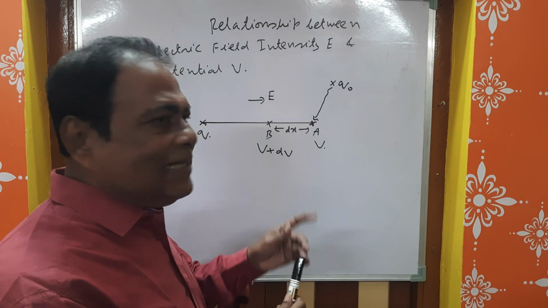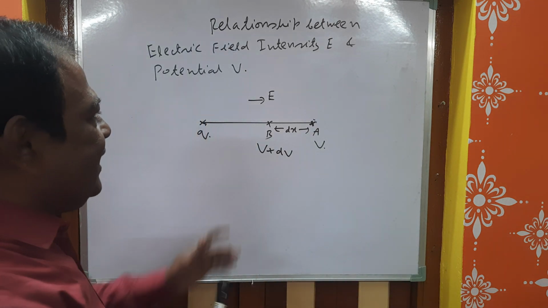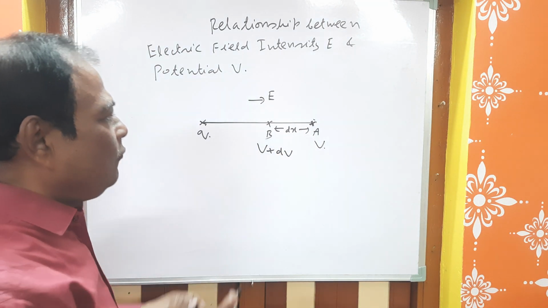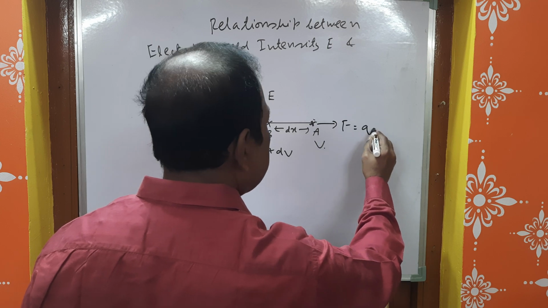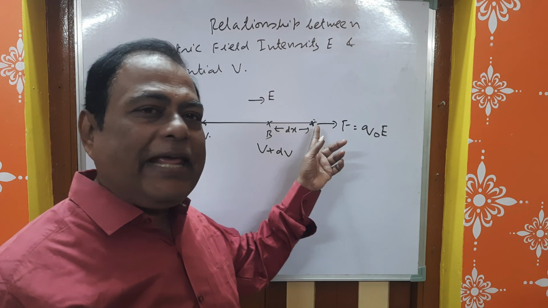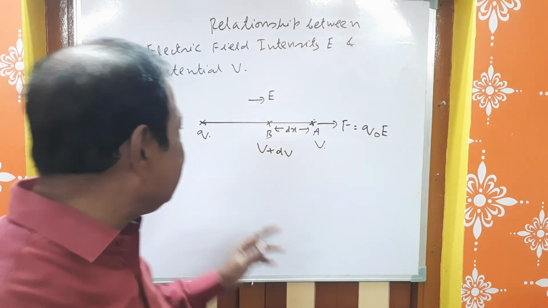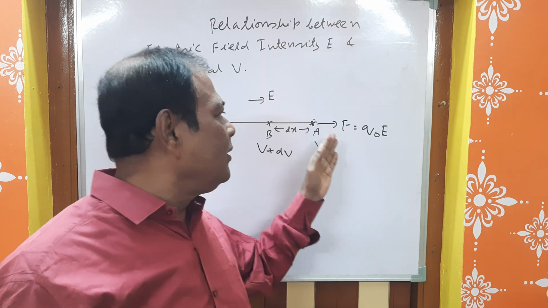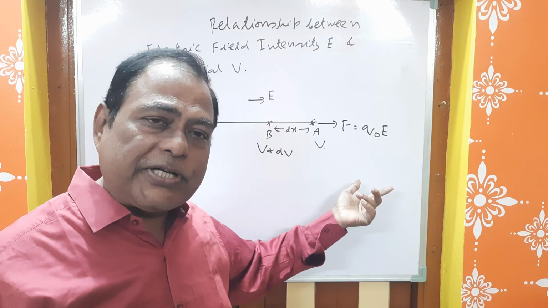Now, as electric field is in this direction, what is the force on Q0 at A? Force is in this direction. That is the force. Force is equal to Q0 into E. As Q0 charge is placed at point A, the force on the charge is Q0 into E, where E is the electric field created by the charge Q. So force is functioning along this direction because intensity is along this direction. Same direction of intensity is force direction.